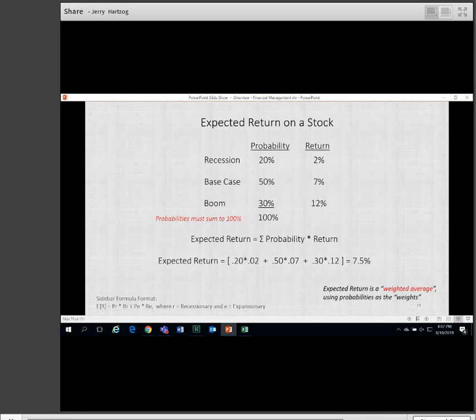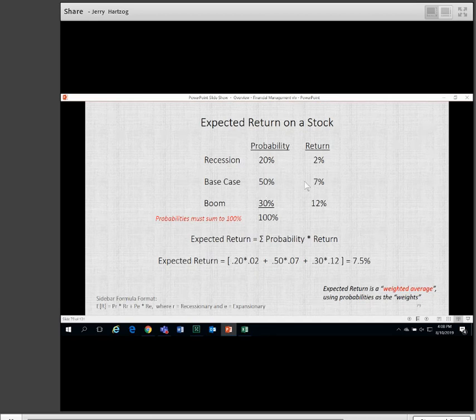Next, let's look at how we determine the expected return on a stock. Now, this will be the first of three frameworks that use what I'll call a weighted average. And it's very important that you follow these steps because it's going to make a solution to a difficult problem easy.